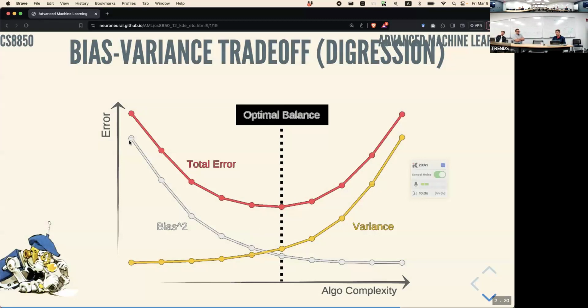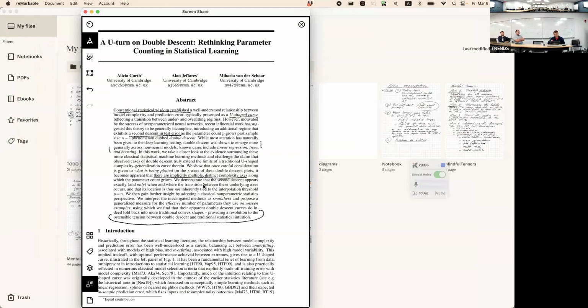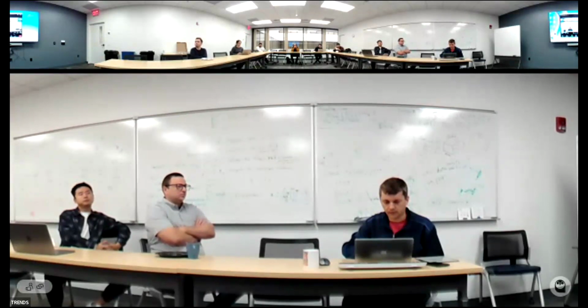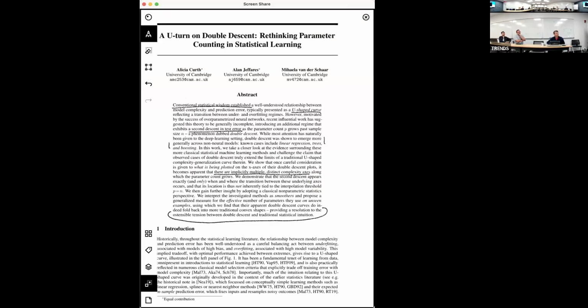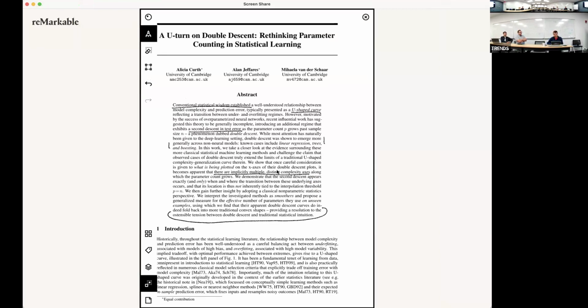In the beginning, your bias is high, your variance is low. In the end, your bias is low, but your variance is high. So that's where this paper comes in. And I will be jumping back and forth with this paper.